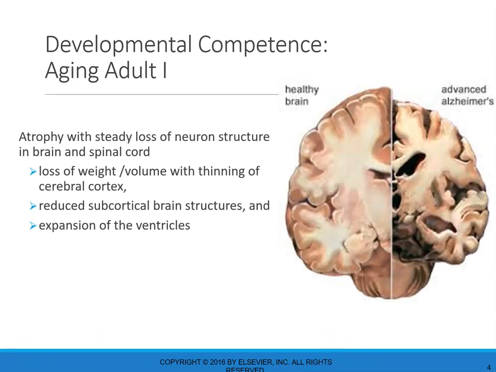The aging process causes atrophy and steady loss of neuron structure in the brain and the spinal cord. As you see in the picture, a healthy brain on the left and an unhealthy brain on the right. As a result, a few differences are noted. Number 1, decreased weight and volume of the brain. And number 2, the ventricles are expanded. And this is what you see in Alzheimer's disease.